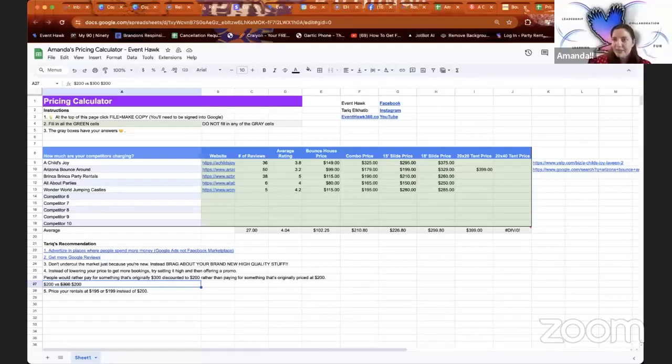I'm fine with the $200 if that's what I want to charge, but I want to put it at something higher so that way I can offer value for that. So same thing here, price your rentals at 195 or 199 instead of 200. So again, it's like that added value. Like I'm fine with that. I just want to show that I can add value there.